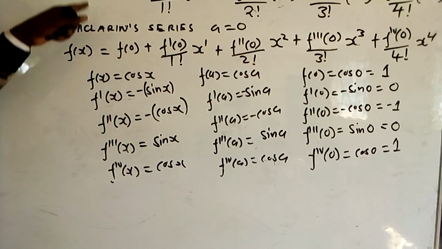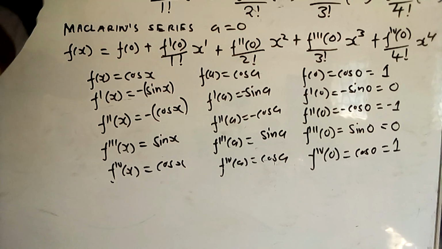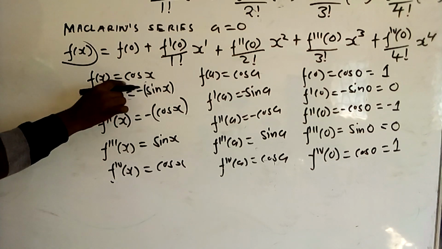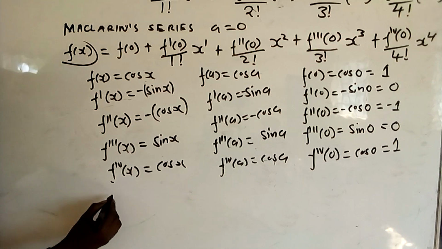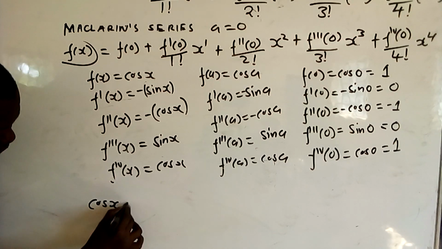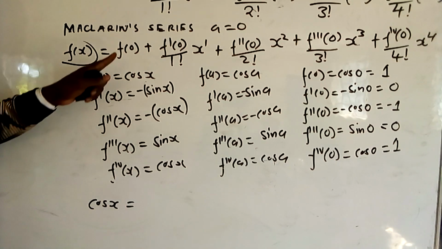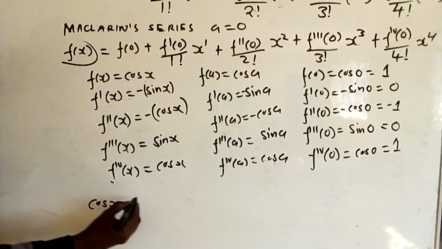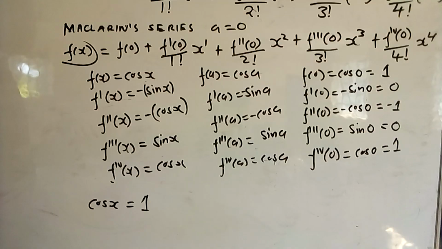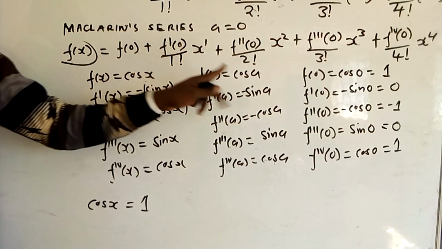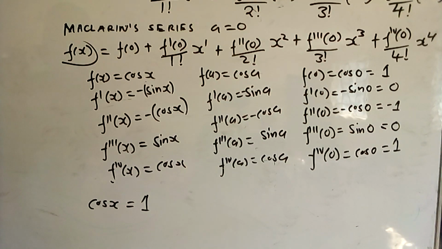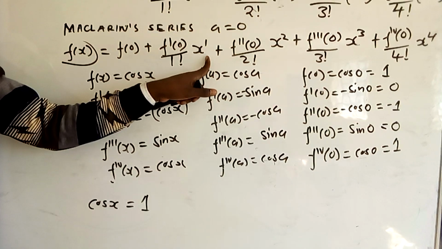When f of x is cos x, we want to see the expansion of cos x, isn't it? So where there is f of x, you put cos x, to be equal to f of 0. What is f of 0? Where there is f of 0, you put the value of f of 0, which is 1. Move to the next one. F prime of 0 is 0, meaning the whole of this term will go to 0. Are we together?